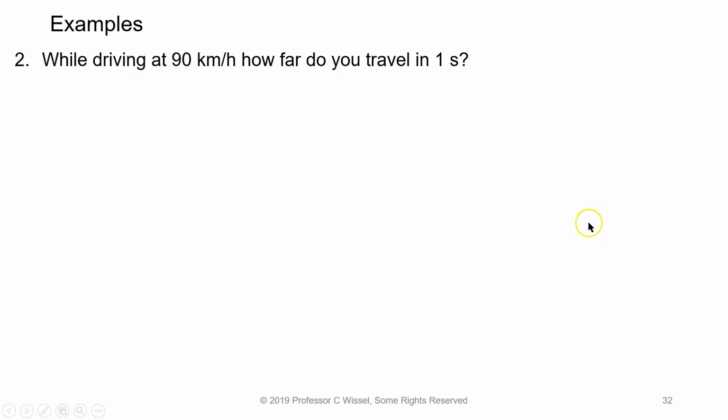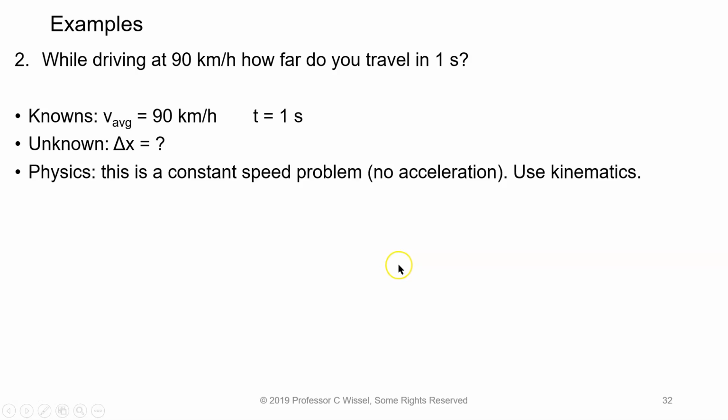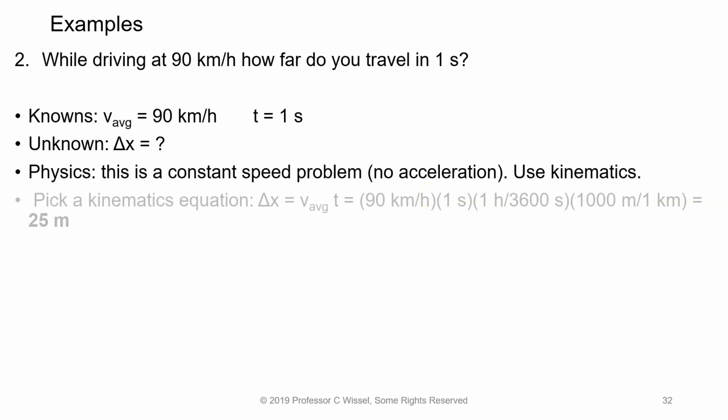Some of these should be done at home. When driving at 90 kilometers per hour, how far do you travel in 1 second? Well, write down what you know. The average velocity is 90 kilometers per hour. The time is 1 second. The unknown is delta x. Now, this is a constant speed problem. There's no acceleration. We can use kinematics because the acceleration is 0. It's constant at 0. So kinematics is okay.